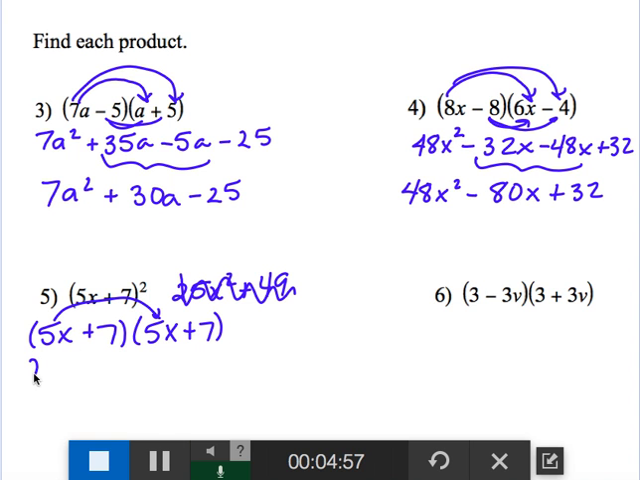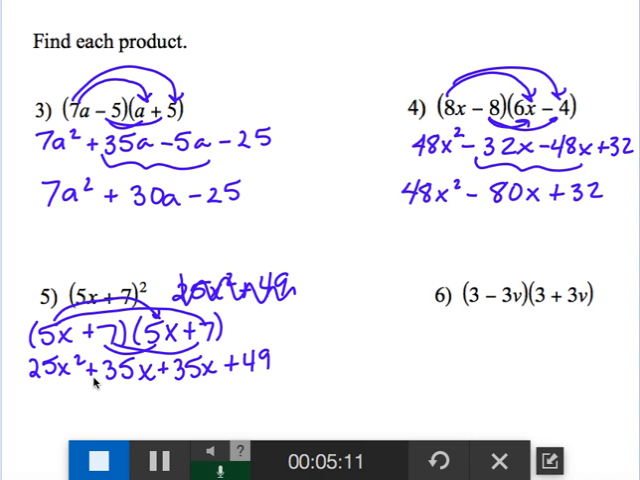5x times 5x is 25x squared. 5x times 7 is 35x. And 7 times 5x is 35x. And 7 times 7 is 49. So you have your like terms. So your final answer is 25x squared plus 70x plus 49.